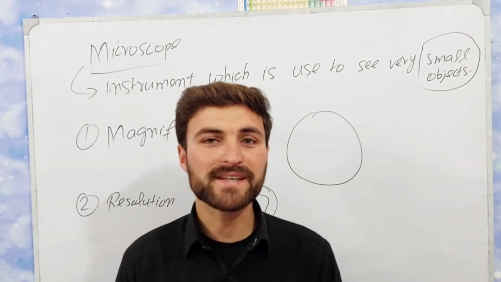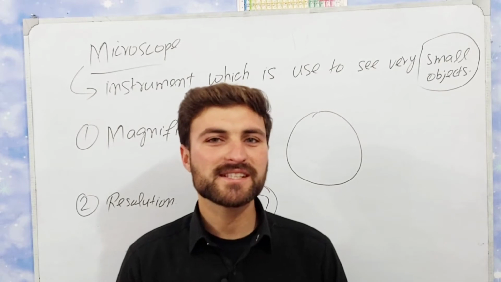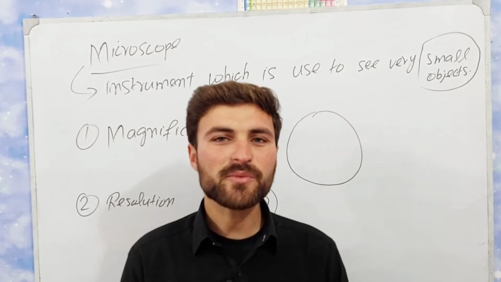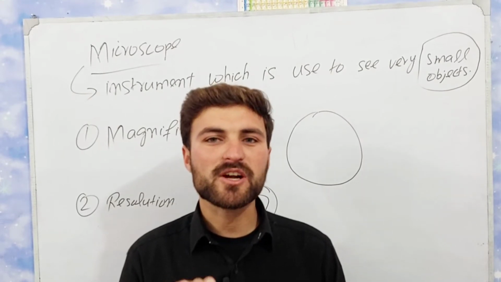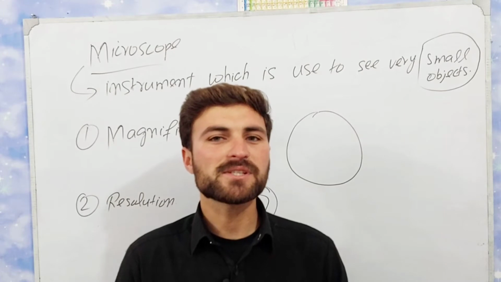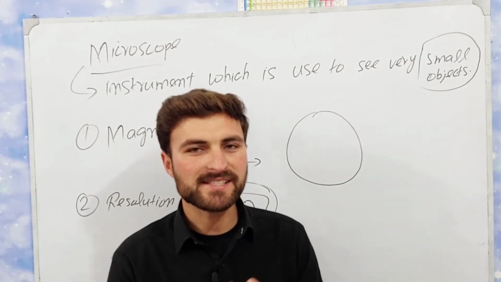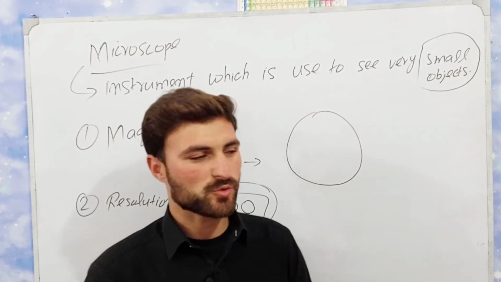So the microscope has three lenses. The first one is the ocular lens, or we can also call it the eyepiece. The second one is the objective lens, and the third one is the condenser lens, or we can simply say condenser. Let's discuss these three lenses individually and also discuss their roles in the microscope.